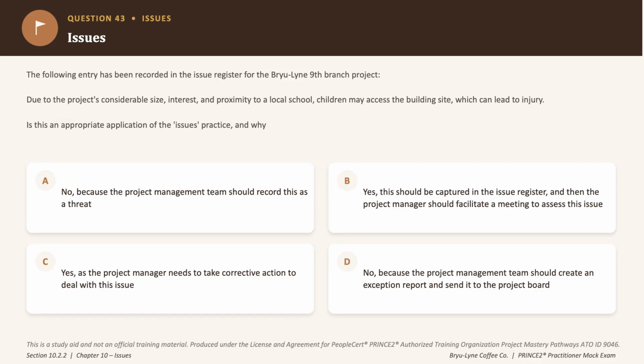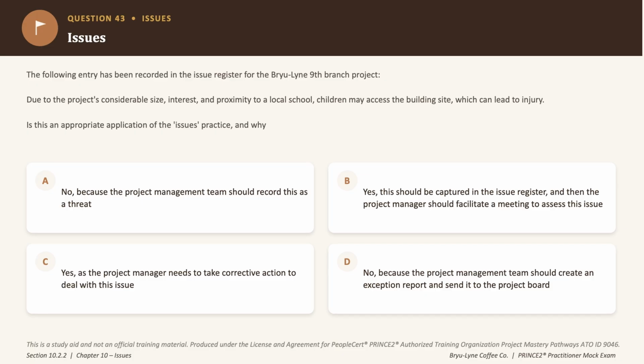Next, question number 43. So given the project's size and proximity to a local school, there is a possibility that children could access the building site and get hurt, and this has been logged in the issue register. So the question is, is this an appropriate application of the issues practice or not, and why?